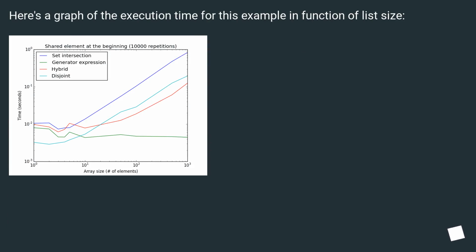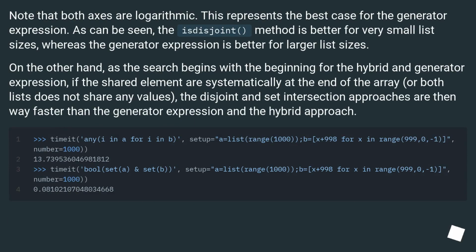Here's a graph of the execution time for this example as a function of list size. Note that both axes are logarithmic. This represents the best case for the generator expression. As can be seen, the isdisjoint method is better for very small list sizes, whereas the generator expression is better for larger list sizes. On the other hand, as the search begins at the beginning for the hybrid and generator expression, if the shared elements are systematically at the end of the array, or both lists do not share any values, the disjoint and set intersection approaches are way faster than the generator expression and the hybrid approach.